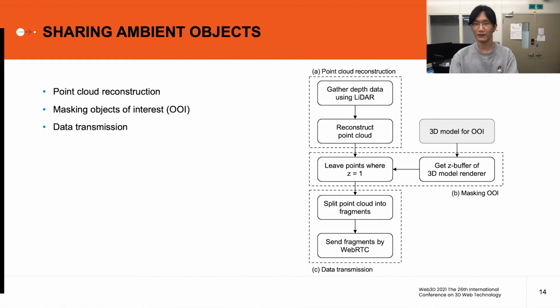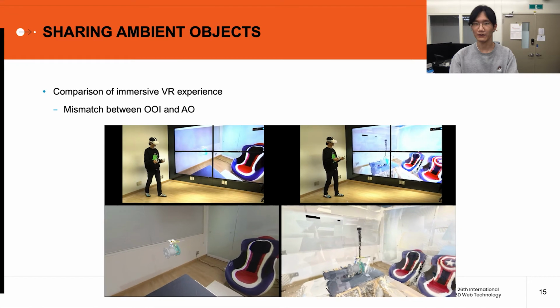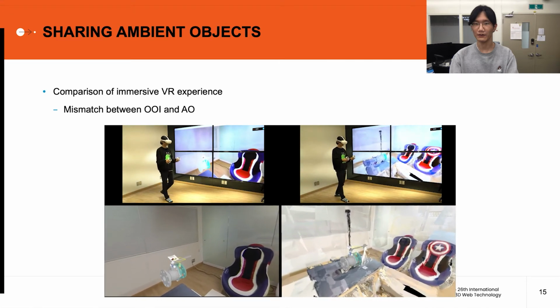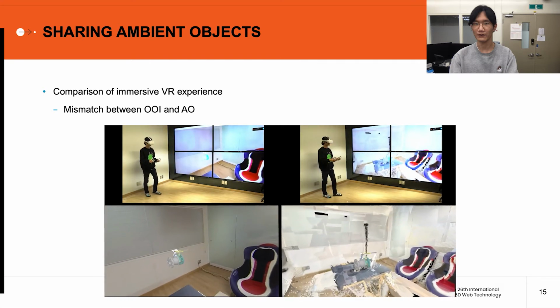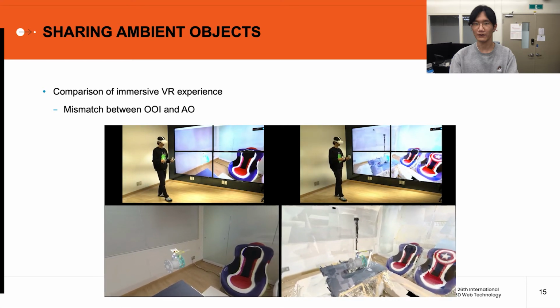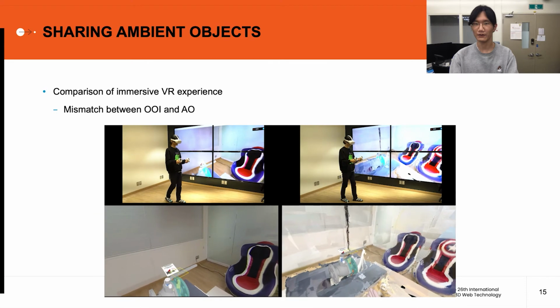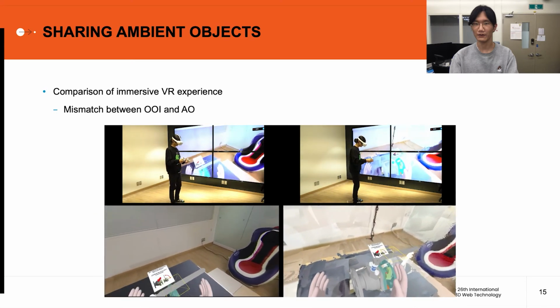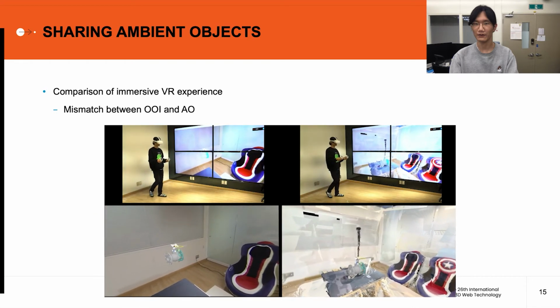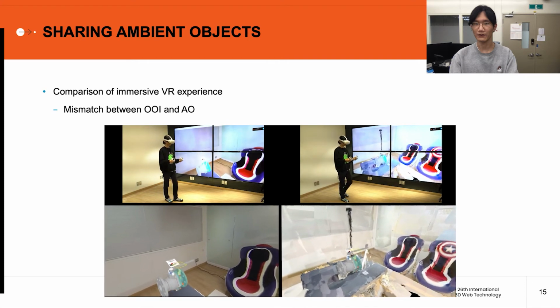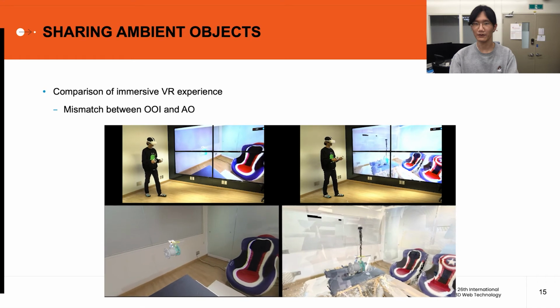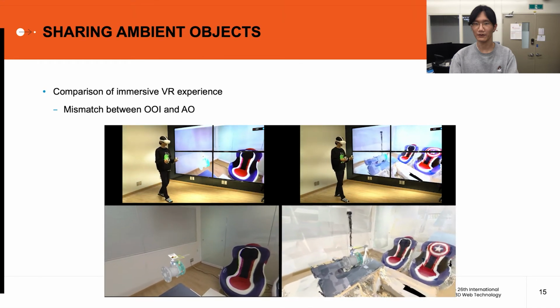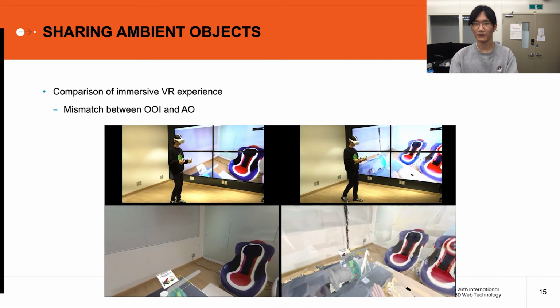For sharing local users' environment, we choose point cloud as the medium, rather than 360 image, because in 360 image background, the users cannot reach the ambient environment object. This video illustrates this limitation. The left side shows a remote user experiencing a 360 image and the right side shows him experiencing a point cloud for the same local environment.